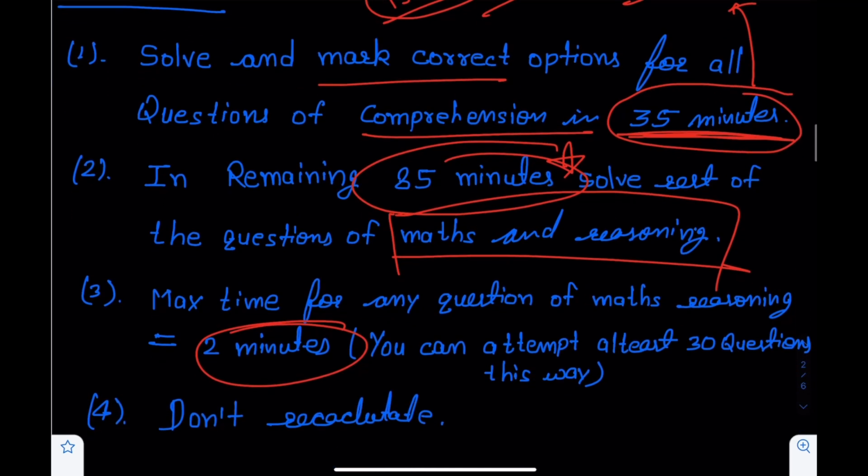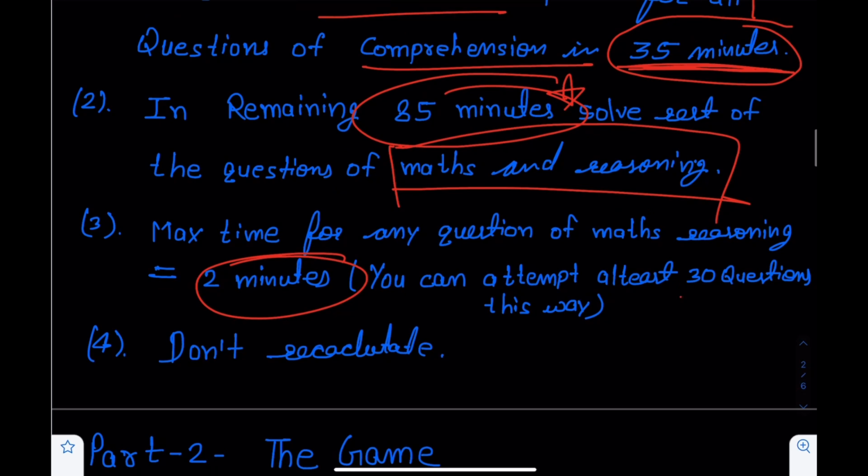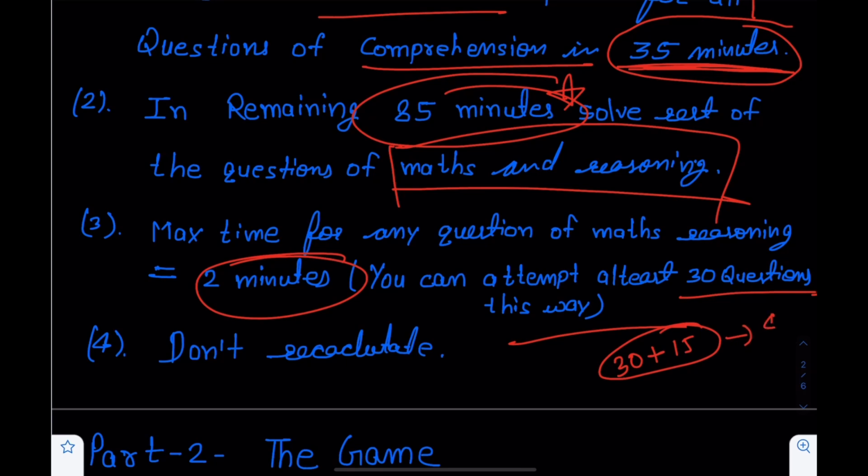So there will be about 15 to 24 questions that you will be able to solve from the comprehension section, and there will be about at least 30 questions. Even if you are not so good at maths and reasoning, you will be able to solve 30 questions this way, because the 2-minute rule will allow you to move from one question to the next, and this way you will be able to solve the maximum number of questions. So even in a situation where you're not good at CSAT, you'll be able to solve about 45 questions.